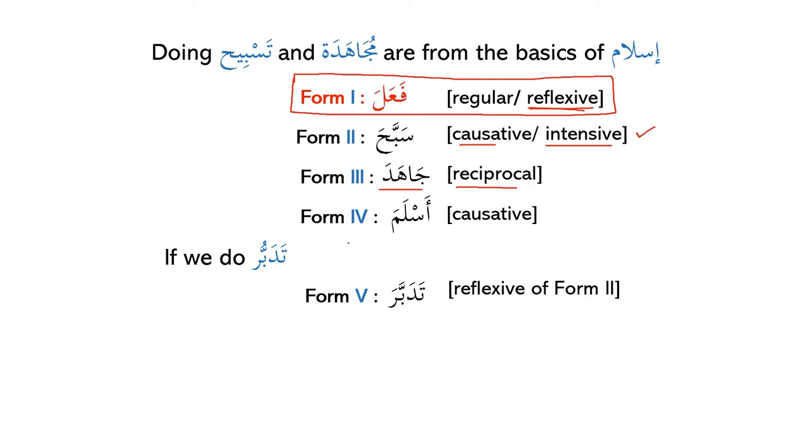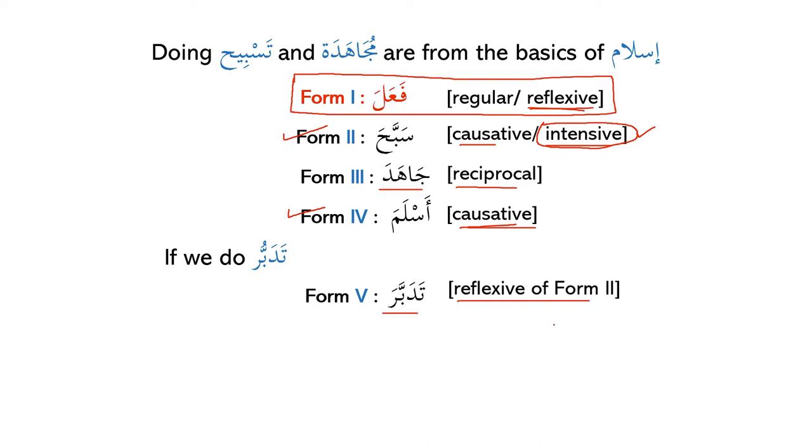And then we have form number 4, aslama, which is basically af'ala. It is causative. So we can see that 2 and 4 are causative. However, it is intensive as well. So this is something extra. And the rest we can see that form number 3 is reciprocal, and 2 and 4 have similar kind of characteristics. And then we move on to form number 5, tadabbara. And as we have seen, this is reflexive of form number 2.